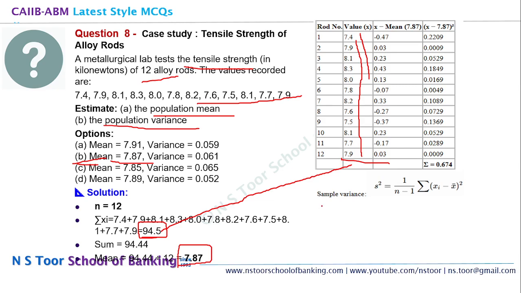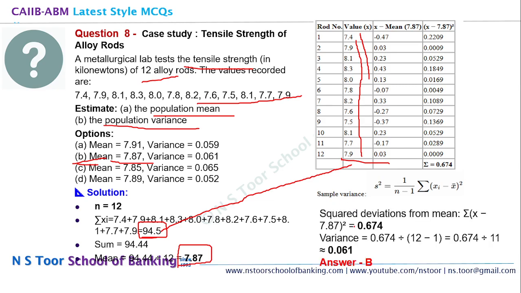Now I have to calculate the variance. So for sample variance, what is the formula? The squared deviation from the mean is equal to (x minus 7.87) squared. See, this is the squared deviation. Where does that 7.87 figure come from? 7.87 is nothing but the mean, the answer we have derived here.